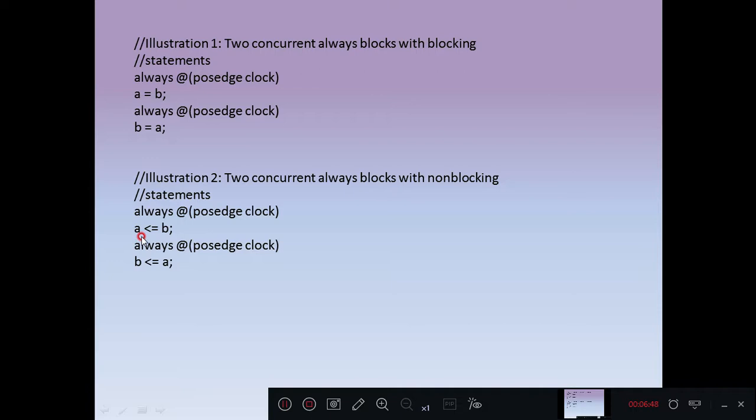So what we have analyzed, I'll summarize once again. A <= B and B <= A. Both statements are considered for execution at the same time. The previous value of A is scheduled to assign to B, and the previous value of B is scheduled to assign to A. And whether the first statement B <= A is executed first, or A <= B first, in both cases the earlier values of A and B will be updated to B and A. So the exchange will occur without any ambiguity.